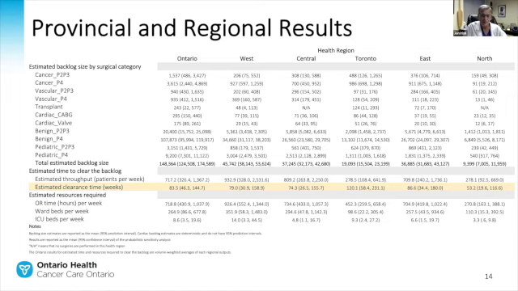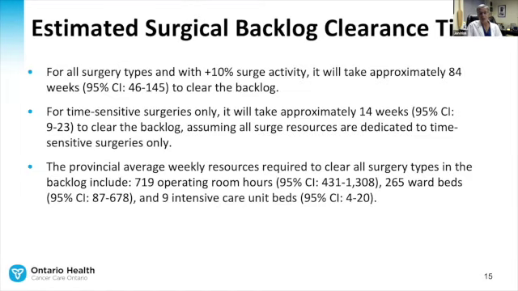Next slide, please. So for all surgery site types, even with a 10% surge activity, it would take 84 weeks to clear the backlog. We also, by the way, and I mentioned this earlier, did a model just for time-sensitive surgeries. In other words, we just prioritized cancer, cardiac, and transplant surgery, and it would take 14 weeks to clear the backlog, assuming that all surgery resources are dedicated to time-sensitive surgeries only.